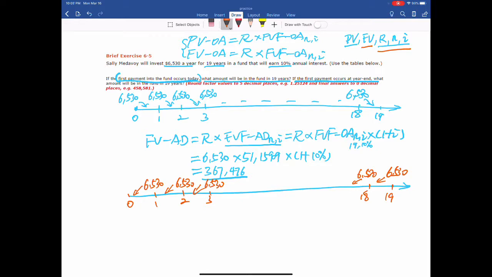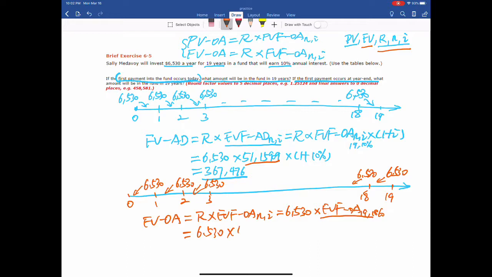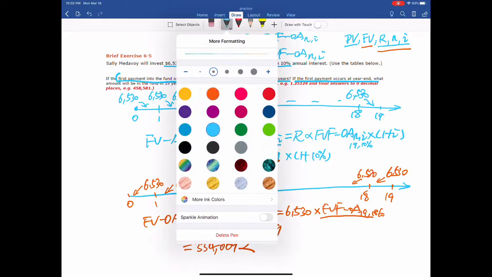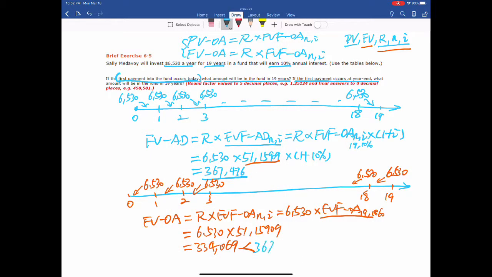We also ask for the future value. The future value of an ordinary annuity equals rent multiplied by the future value factor of ordinary annuity, N and I. The rent is again the same, 6,530. The future value factor is determined by N, which is 19, and interest 10%. So this is 6,530 times 51.15909. The result is 334,069, which is less than the one we had in the prior question.